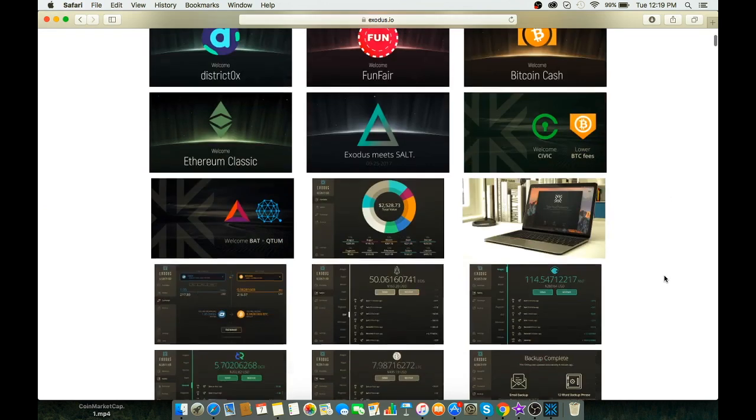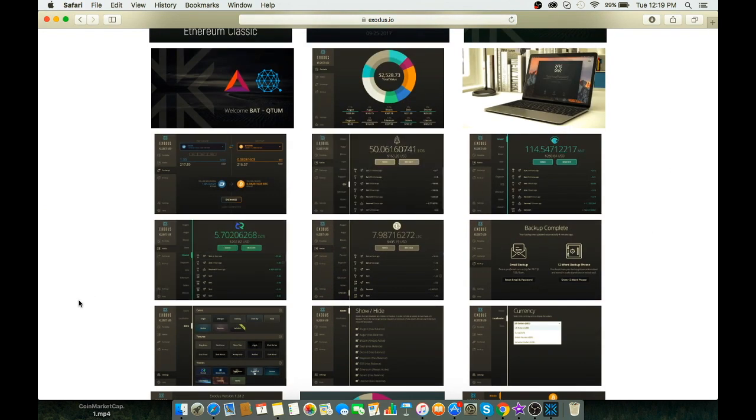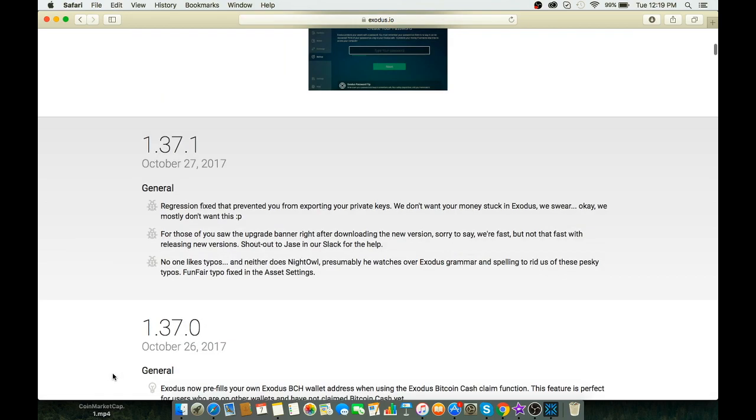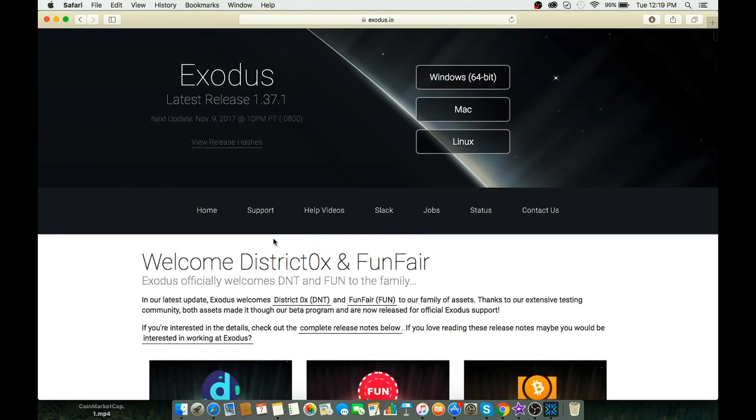This is going to give you some screenshots as well, if you're interested in seeing those. But you just need to download it, and if you ever need any help, they have their support help videos that you can use, which are really handy. They have a Slack channel as well, and then you can contact them if you need any help.